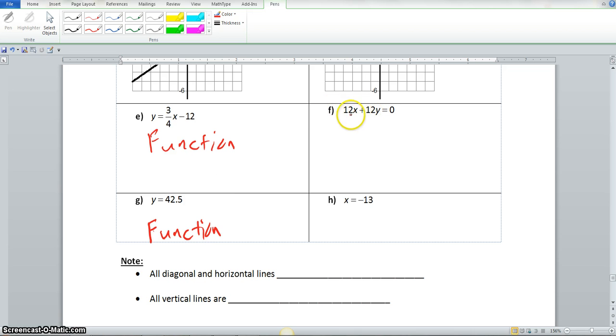Now here, for this problem, we need to get y by itself. So we'll subtract 12x on both sides. So we have 12y is equal to a negative 12x. We'll divide each side by 12. And y is equal to negative x. Now, there will not be any repeaters here, so your answer still would be a function.